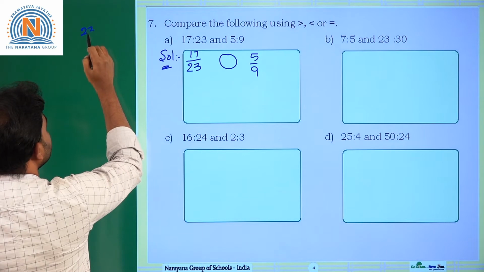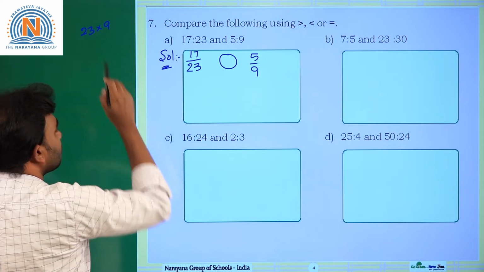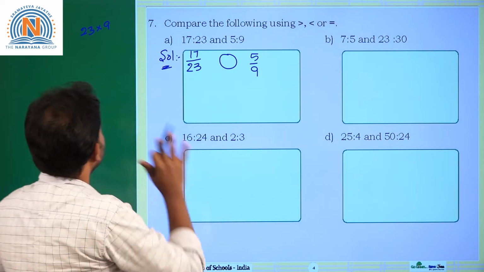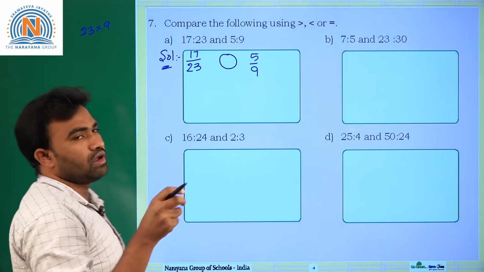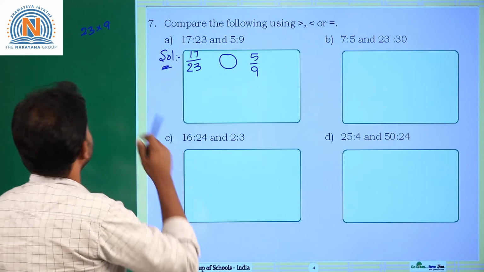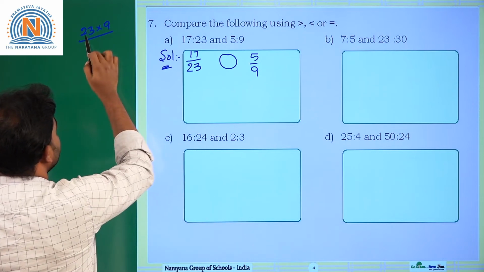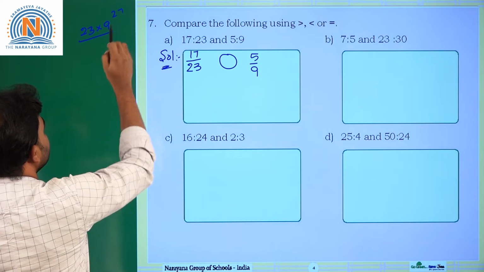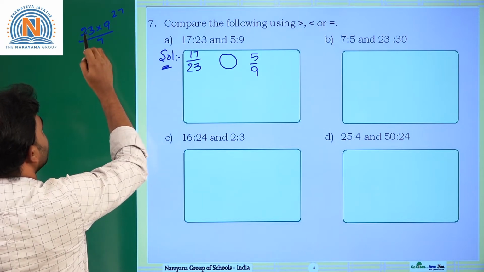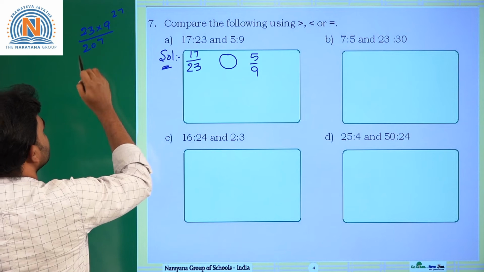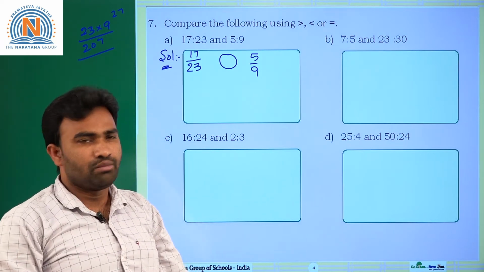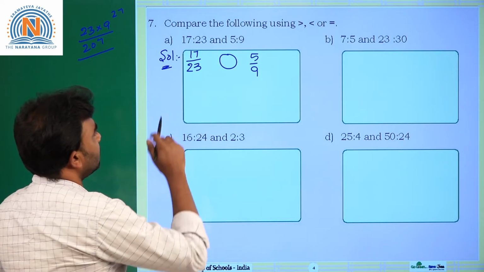See, 23 and 9 do not have any common factors other than 1. For those types of numbers, we just multiply both the numbers. 23 into 9: 9 3s are 27, 7 here; 9 2s are 18 plus 2 is 20, so 207. So 207 is the LCM of 23 and 9.